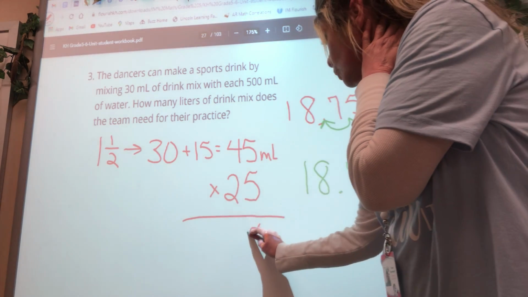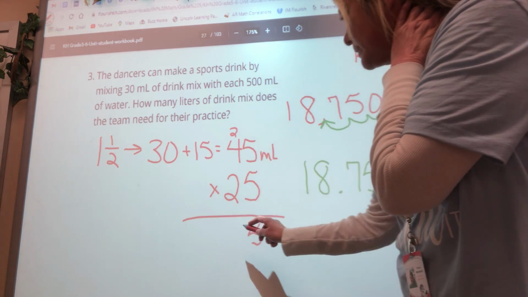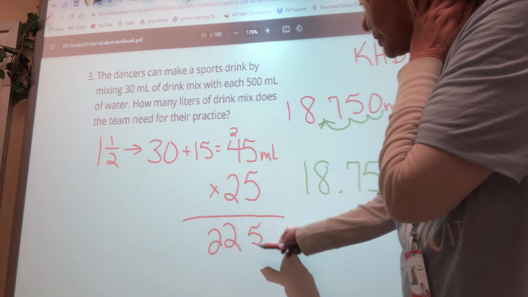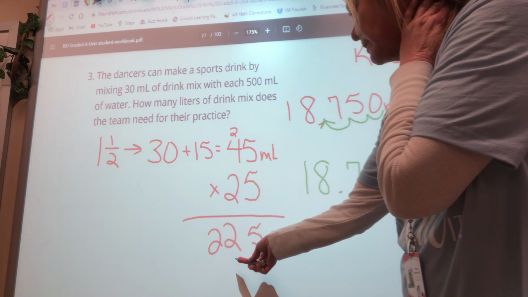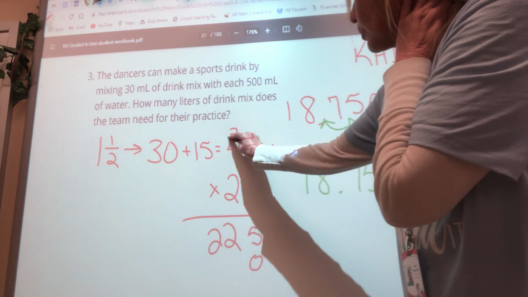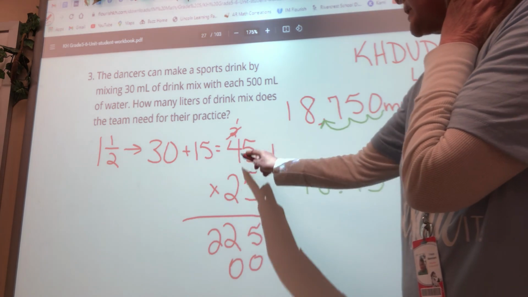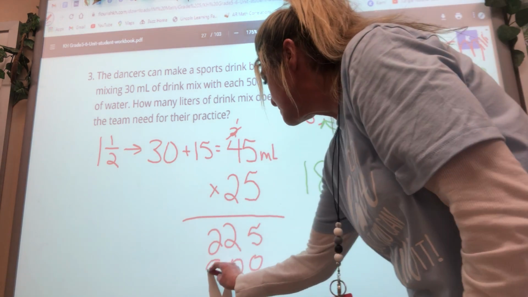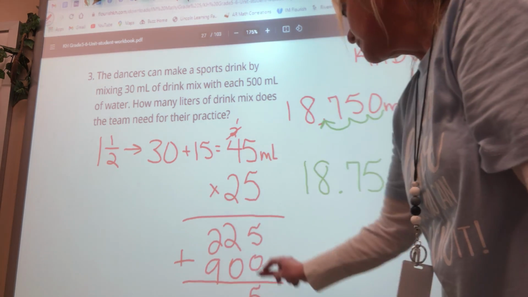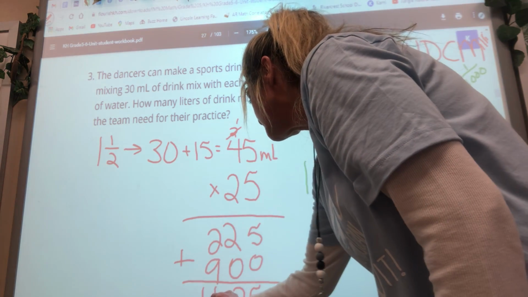5 times 5 is 25. Carry your 2. 5 times 4 is 20, plus the 2 that we carried is 22. We're working with the second number in the second row, so we need to be under the second number when we start our actual math. So we'll placeholder 0 here. 2 times 5 is 10, plus the 1. 2 times 4 is 8, plus the 1 we carried is 9. And then we add. 5 plus 0 is 5. 2 plus 0 is 2. 2 plus 9 is 11.